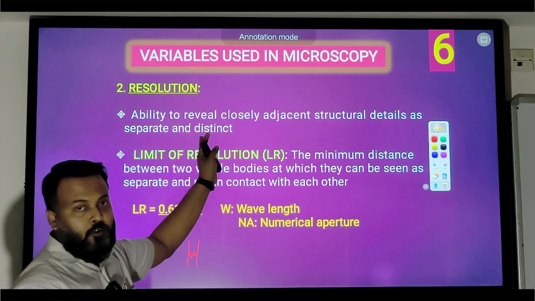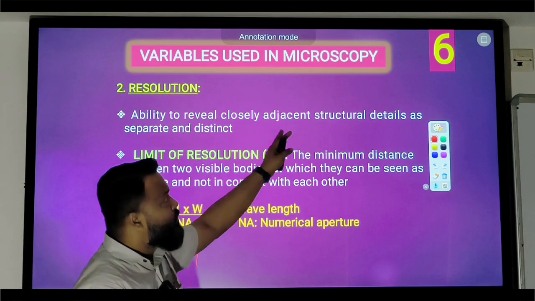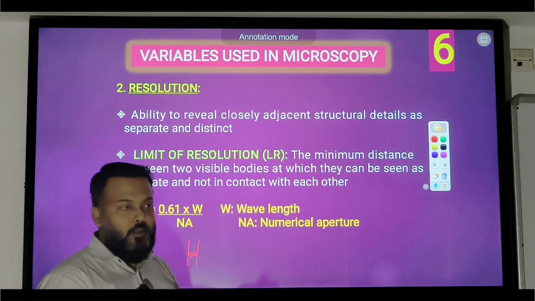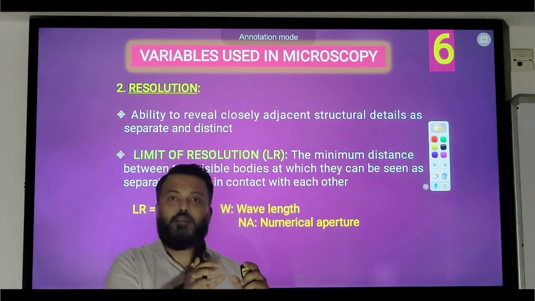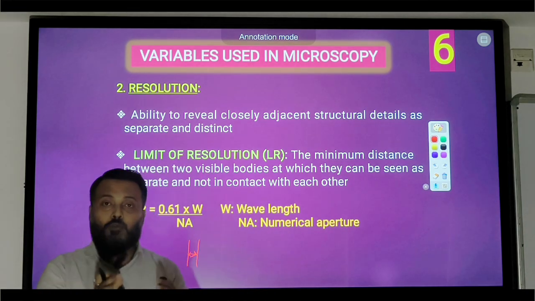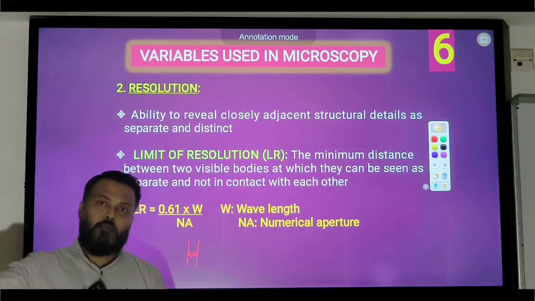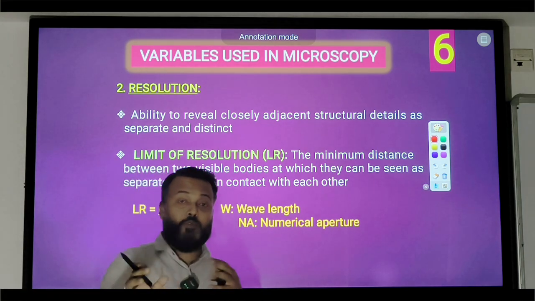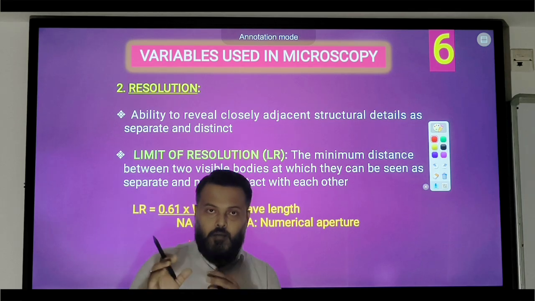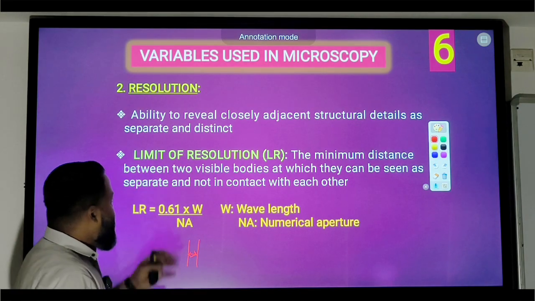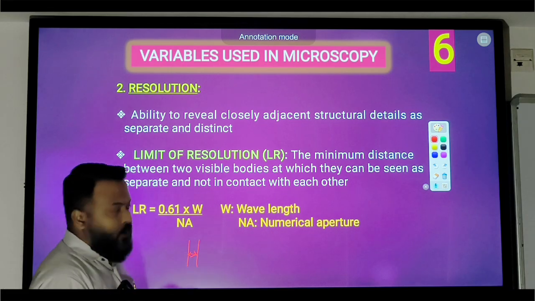That particular difference will be provided by resolution, by this ability of the microscope, which will reveal closely adjacent structural details as separate and distinct. That means you will be able to see that these two objects are actually separate and distinct, which is not what I was thinking when I was looking at them from far away. Then there is another terminology called limit of resolution.